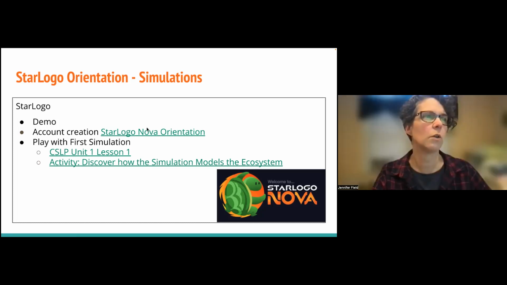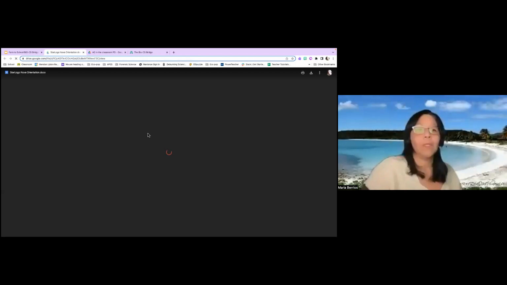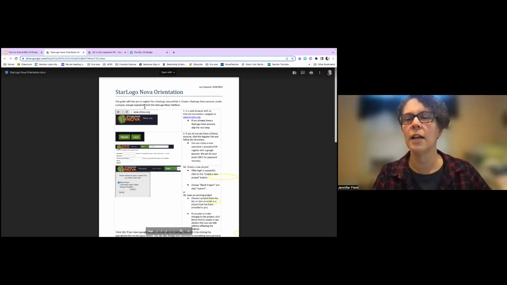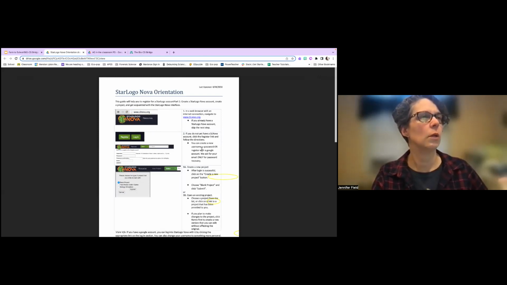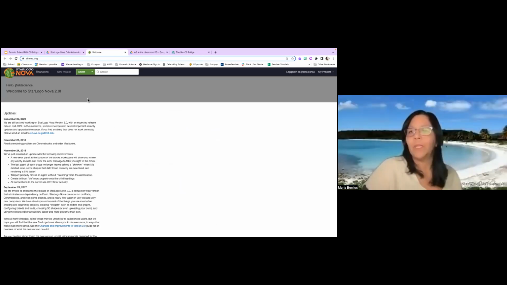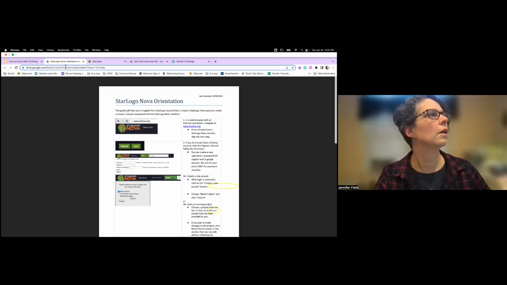So we use StarLogo Nova, although if you are a computer science teacher, there's all kinds of other lessons that we have for different sims and creating websites and all that stuff. But Maria and I, as biologists, started out a little scared of this. So this is what I like to stick with. But you can go to this site, StarLogo Nova. Do you want to put the link in the chat? Yeah, I will.